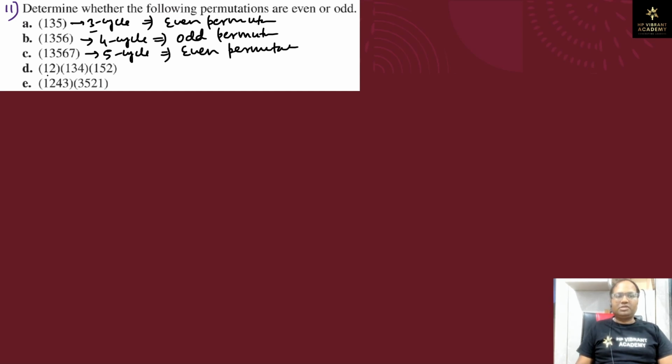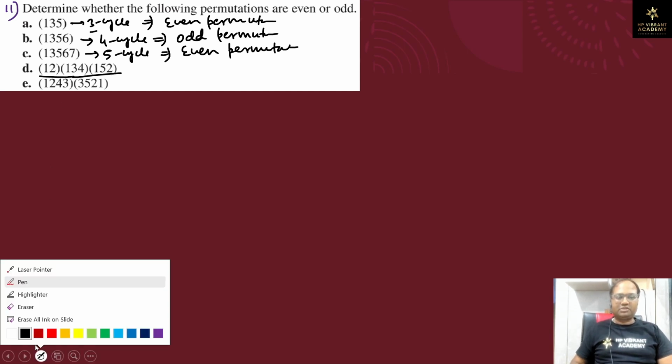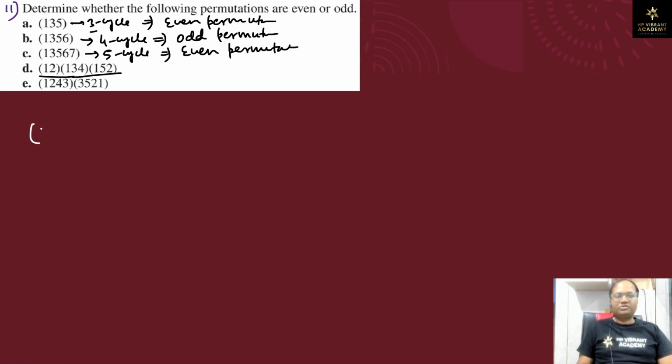Okay, now look at this: (1 2)(1 3 4)(1 5 2). This is a product of non-disjoint cycles. Let us write this as a product of disjoint cycles by doing the multiplication. Start from 1. 1 goes to 5, 5 goes to 2, 2 goes to 1. This is closed.